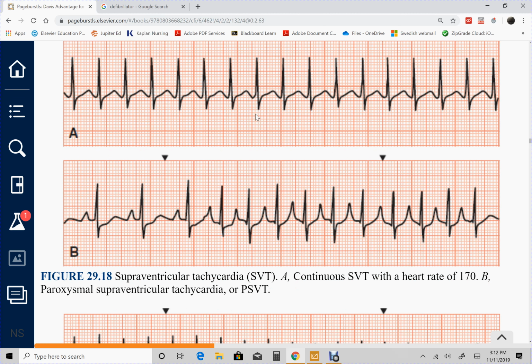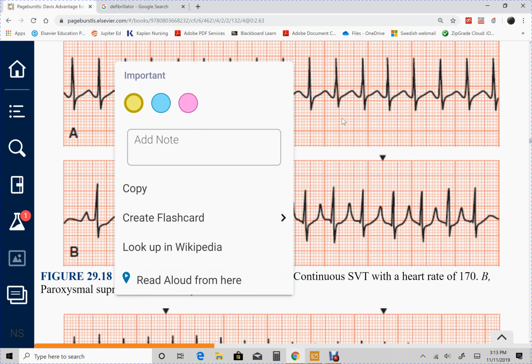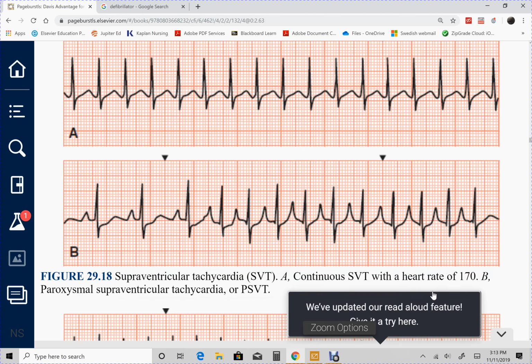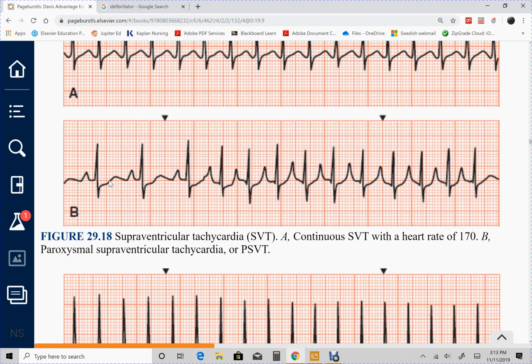So there are two types of SVT, either regular SVT, which is figure A, and then SVT can also be paroxysmal. Paroxysmal means sudden onset and also sudden cessation, meaning the condition suddenly comes on without a warning and also spontaneously resolves with no intervention. That's what paroxysmal means. So as you can see here, there's a normal sinus rhythm for these, and then suddenly the patient goes into SVT. Okay, so this is called paroxysmal.